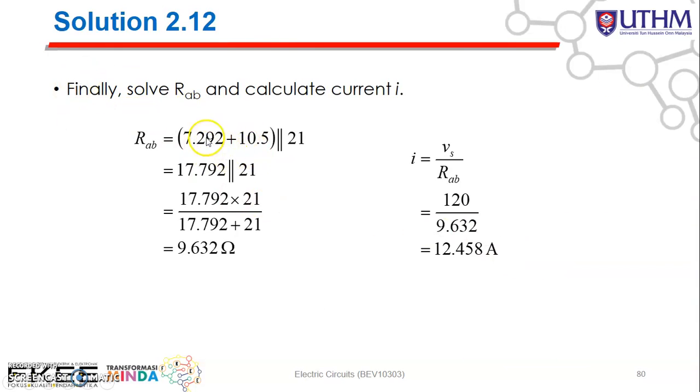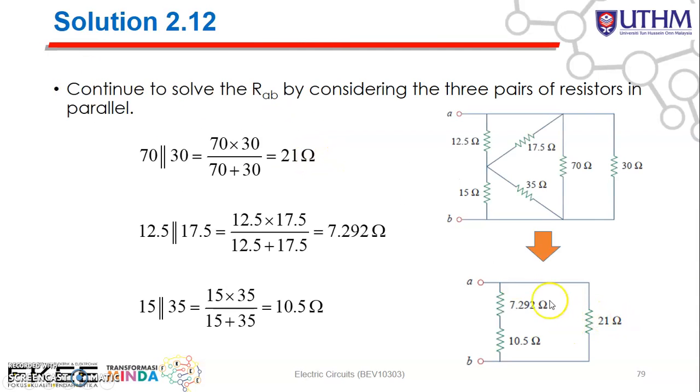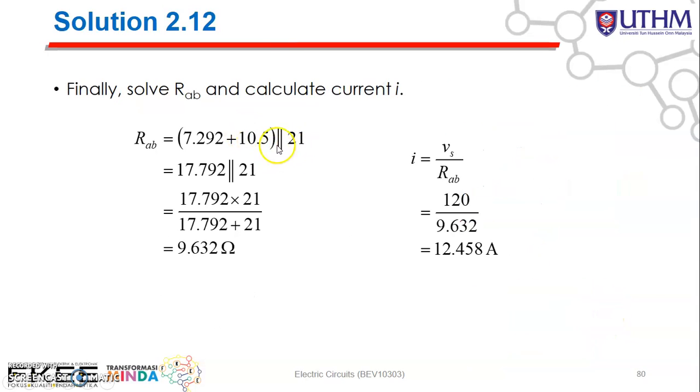So RAB is equal to 7.292 plus 10.5 parallel to 21. 7.292 plus 10.5, I get 17.792 parallel to 21. For parallel, you need to multiply the numbers first, then only you add the numbers. So 17.792 multiply with 21 over 17.792 plus 21. Finally, the answer is RAB is equal to 9.632.